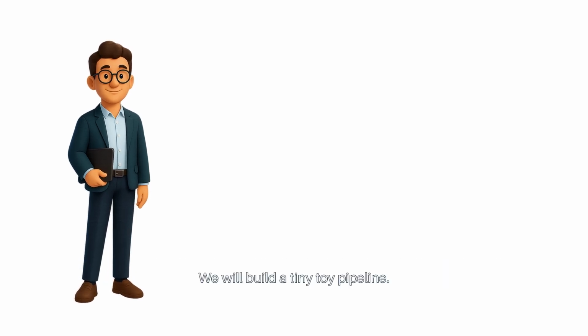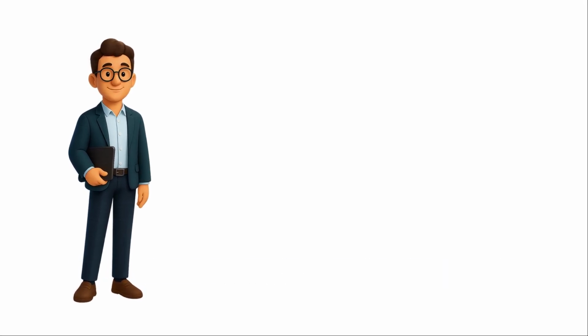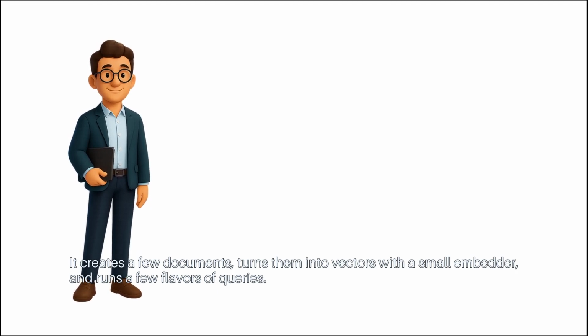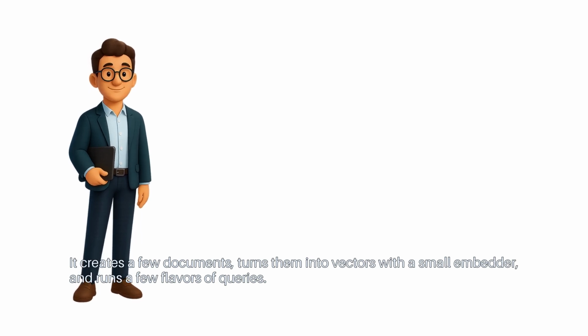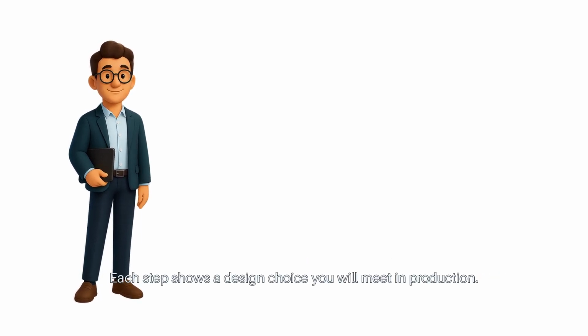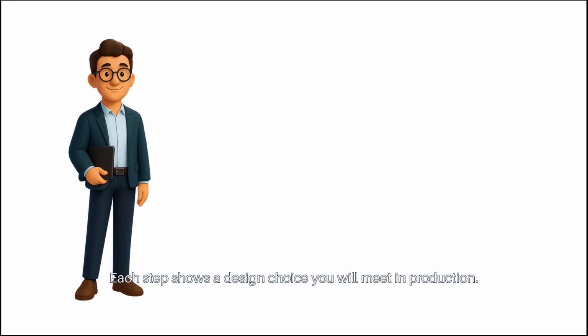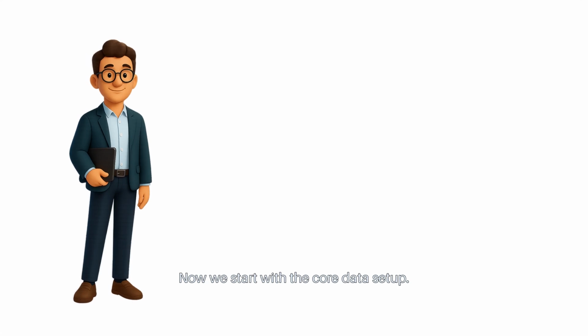We will build a tiny toy pipeline. It creates a few documents, turns them into vectors with a small embedder, and runs a few flavors of queries. Each step shows a design choice you will meet in production. Now we start with the core data setup.